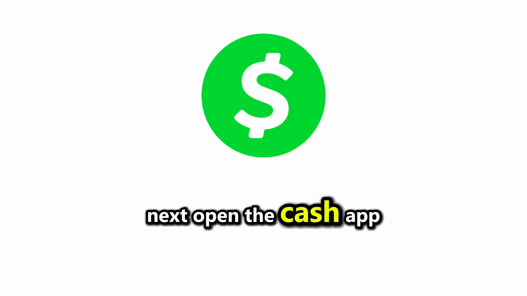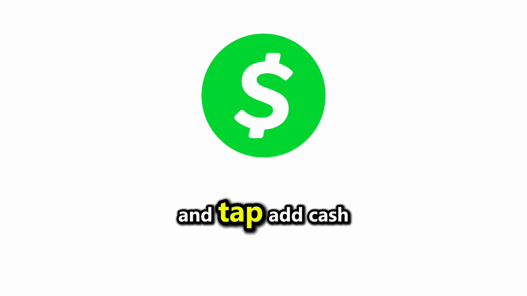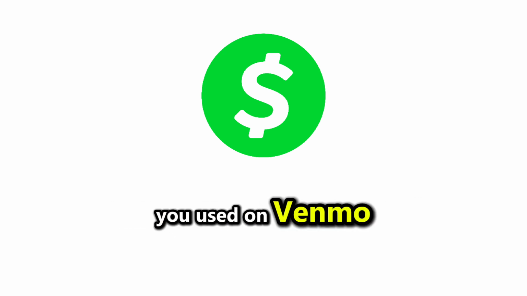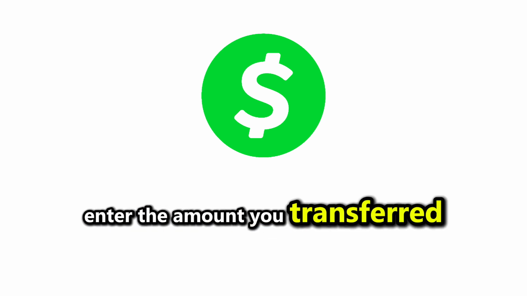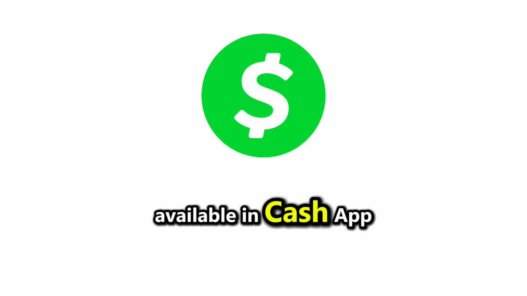Next, open the Cash App, go to the Banking tab, the dollar icon, and tap Add Cash. Choose the same bank account you used on Venmo, enter the amount you transferred, and complete the transaction. Your money will now be available in Cash App.